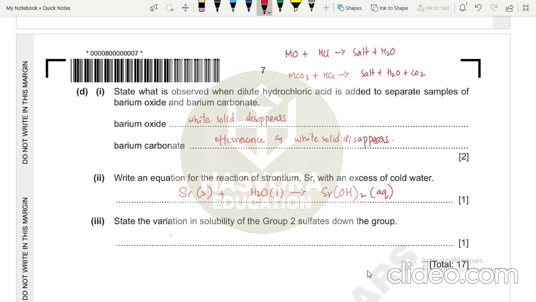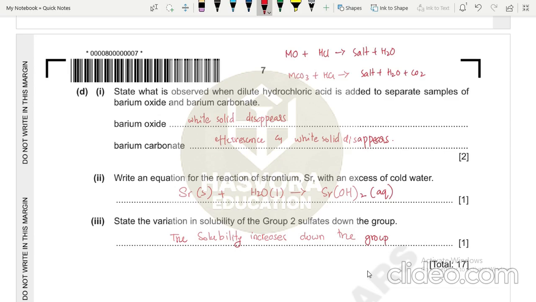State the variation in the solubility of the group 2 sulfates down the group. So the solubility increases down the group. Also, let me tell you two more things: the reaction of the water and the reaction of the oxygen with these metals increases down the group, like the reaction is more vigorous, or you can say violent.